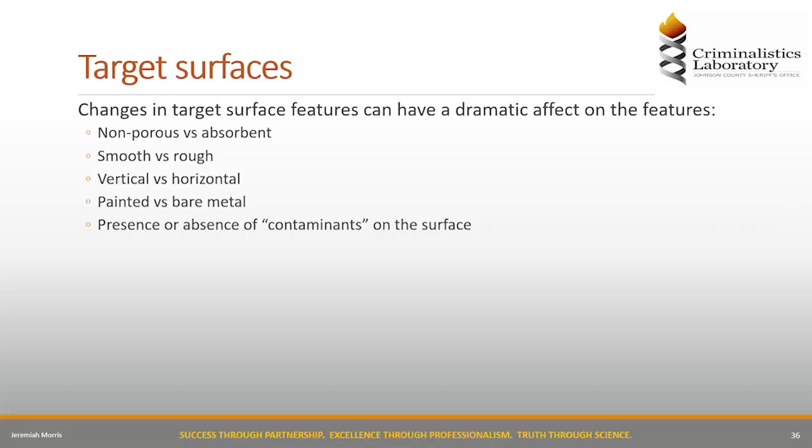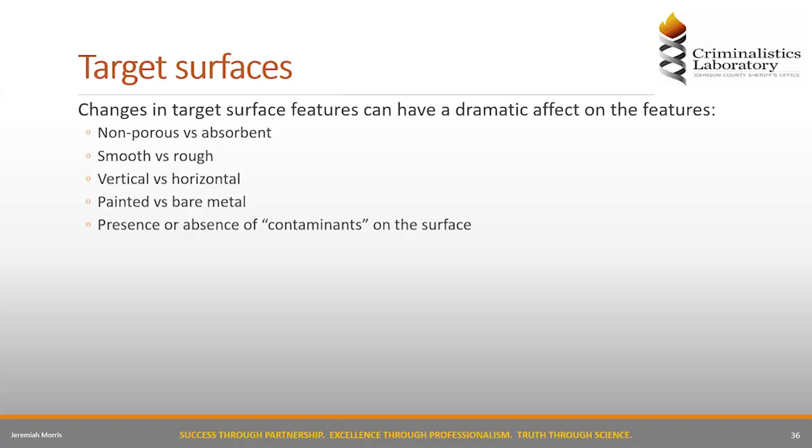So the change in the target surface can have a dramatic effect on the features that we see. So we just saw an example of a non-porous versus an absorbent surface going from tile onto carpet. But we can also have the features change as we transition from a smooth surface onto a rough surface. We did this in our basic class where we had drip stains and we put it on paper, we put it on glass, we put it on tile, then we moved to brick or wood. And the exact same mechanism, same volume, same height, created stains that were very different. And it's because of the roughness of the surface.